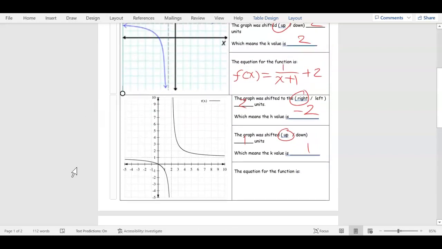All right. Now, let's write the equation. F of x equals, on top is always, for now, 1. And on the bottom, what do I put? It's -2 because right is opposite. The opposite of going to the right would be a negative, right? So x -2. And then the k value, +1 goes after, okay? Everything's there in the graph that you need to know. Just remember h is a lie, okay?